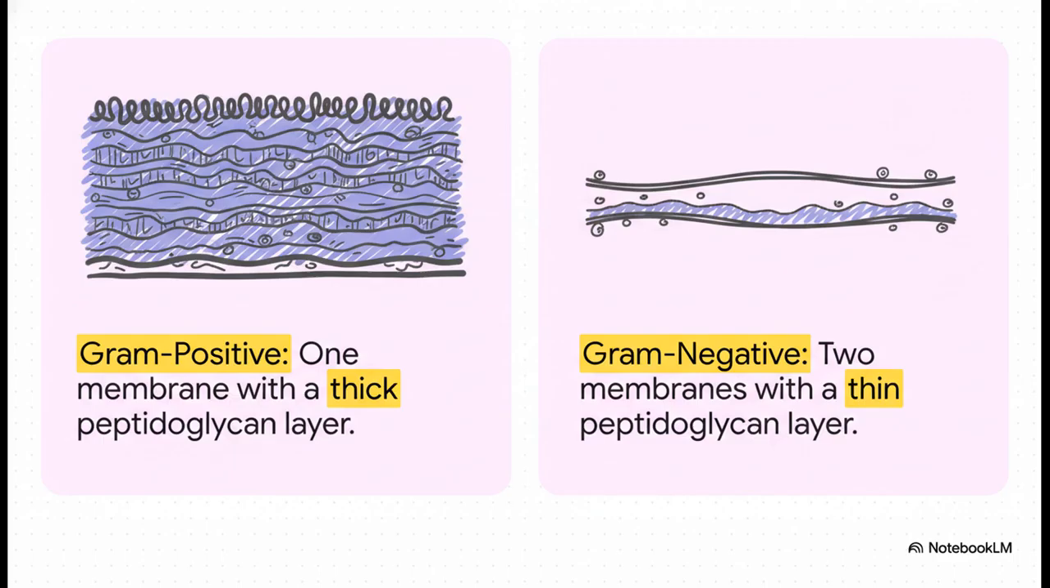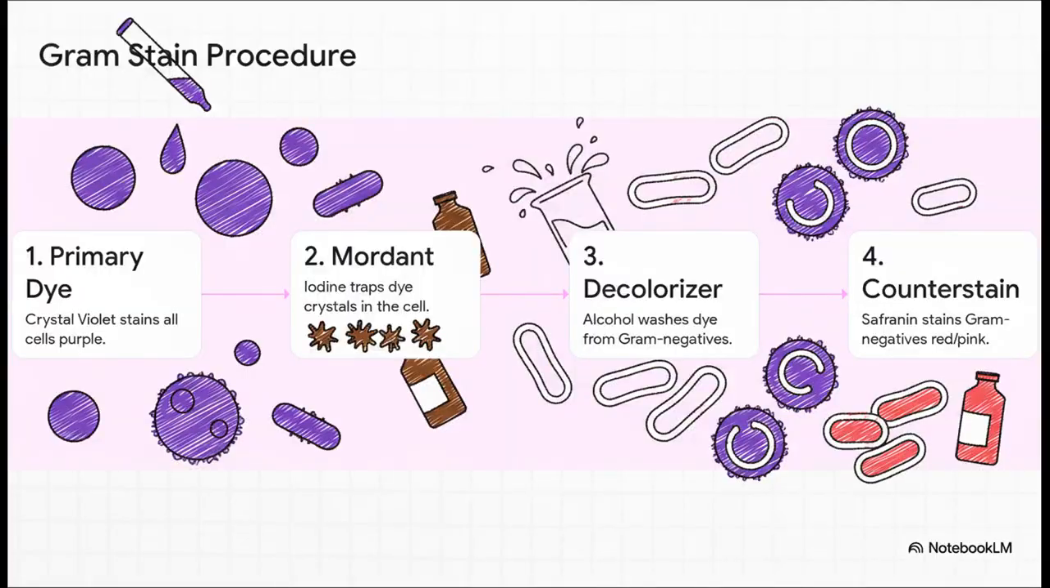This structural difference, that's the key to everything. The procedure itself has 4 steps. First, we stain everything with crystal violet, which turns all the cells a deep purple. Then we add iodine, which acts as a mordant to sort of lock the dye in. And now, here's the moment of truth, the alcohol wash.